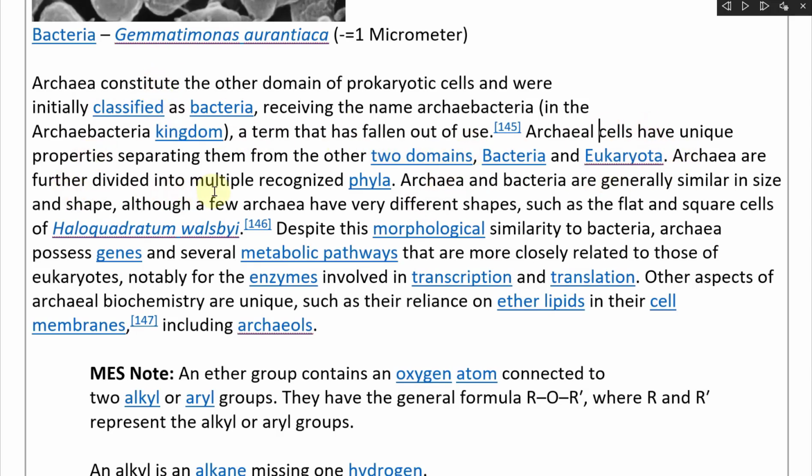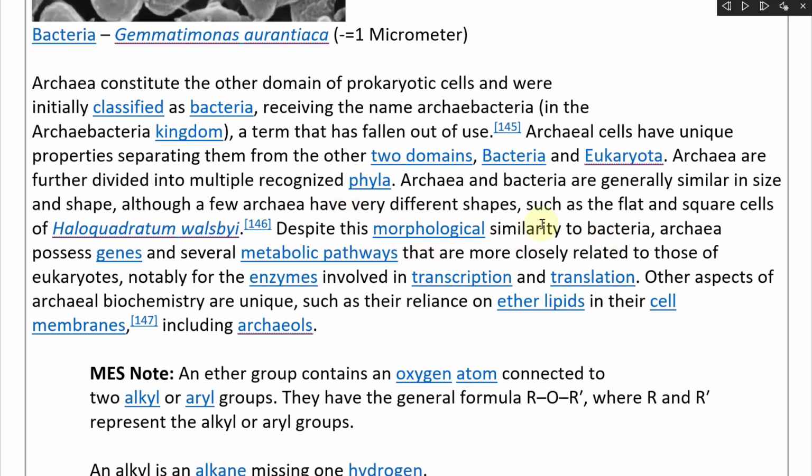Archaea are further divided into multiple recognized phyla. Archaea and bacteria are generally similar in size and shape, although a few archaea have very different shapes, such as the flat and square cells of Haloquadratum walsbyi. Let's try this pronunciation. Haloquadratum walsbyi. Interesting.